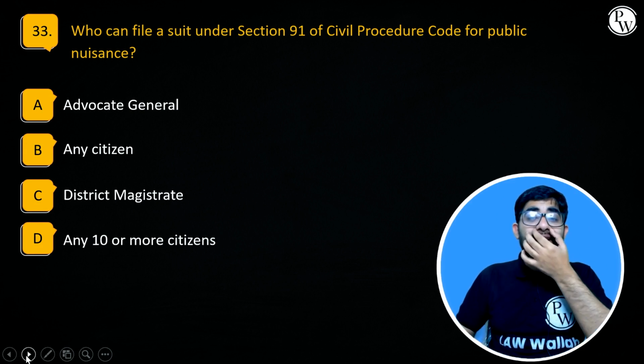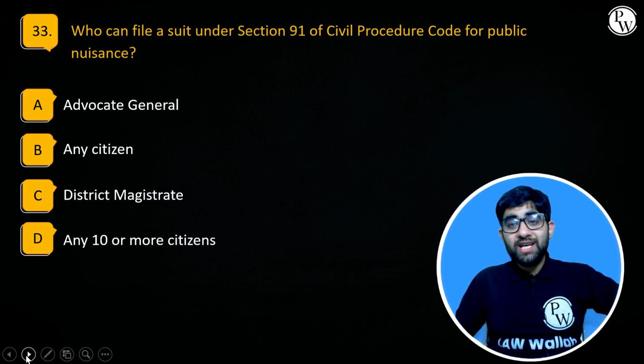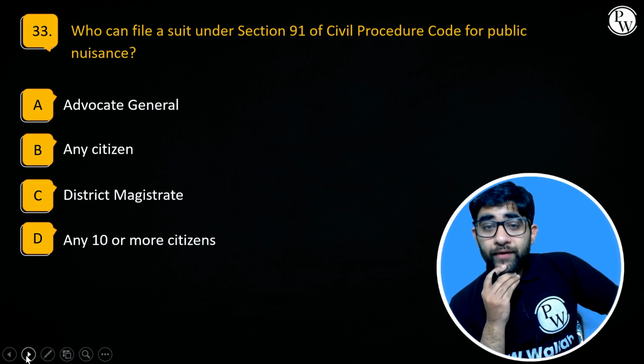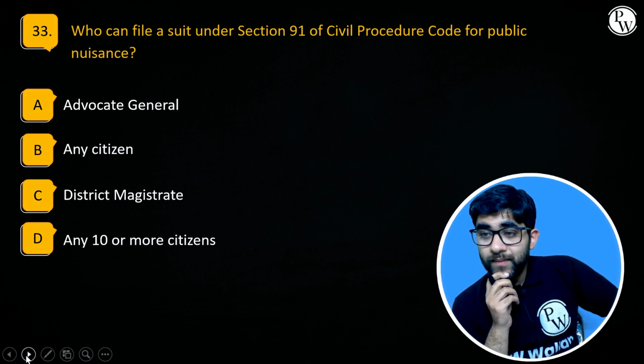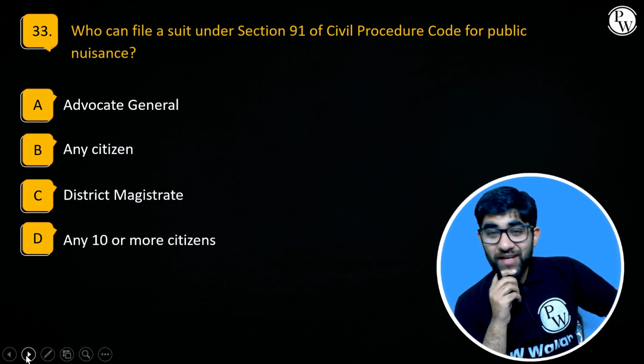Next, who can file a suit under section 91 of the CPC for public nuisance? Advocate General, any citizen, District Magistrate, or any 10 or more citizens. The answer to this is Advocate General.